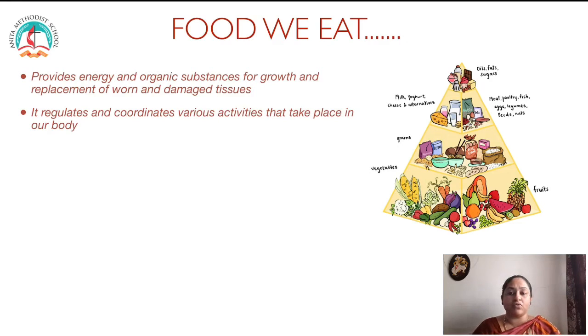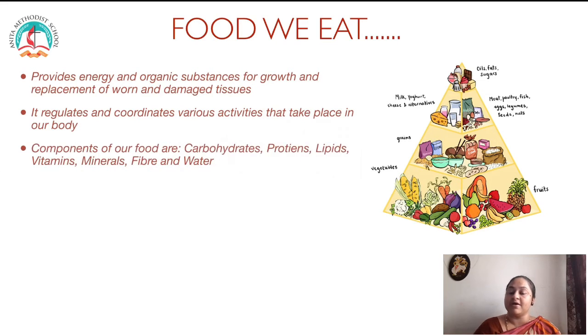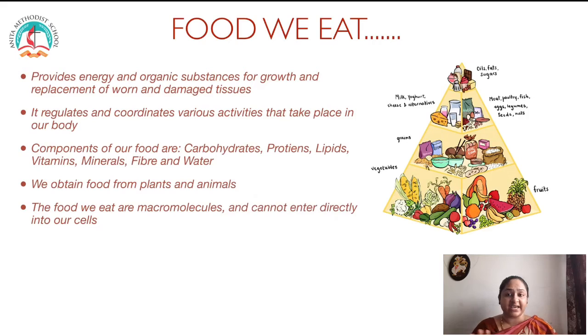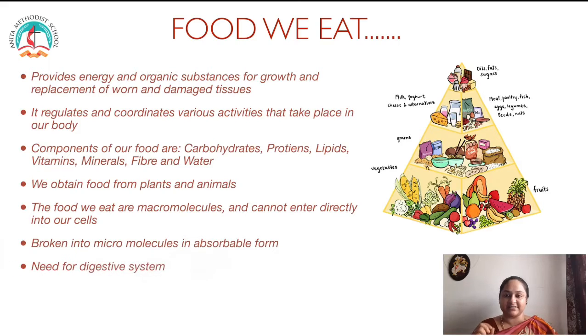And components of the food, as you see in this diagram, are carbohydrates, proteins, lipids, vitamins, minerals, fiber and water. Okay, so we obtain food from plants and animals, and the food that we eat are macromolecules and they cannot enter directly into our cells. So, what should be done? It has to be broken into micromolecules in absorbable form, and that is the need for the digestive system, to break them into micromolecules.